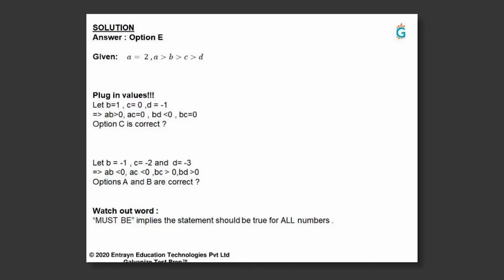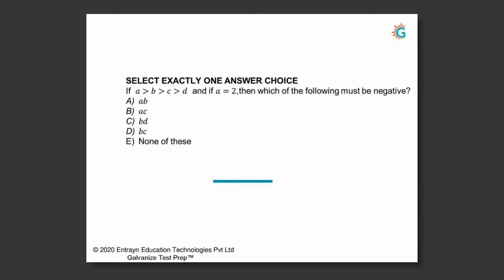So when you have this clause must be, it has to work out for all numbers. That is the watchword here. The watchword here is must be, which means any number you plug in for BCD, the option should be right. Correct? So here, for different values of BCD, you get different possibilities, that is different answer choices. For some cases, you get BD less than 0. For some cases, you get BD greater than 0. So the answer here is option E, that is none of these. The question was, let me go back to the question, which of these must be negative? None of these must be negative, right? AB can be negative, positive, or 0.